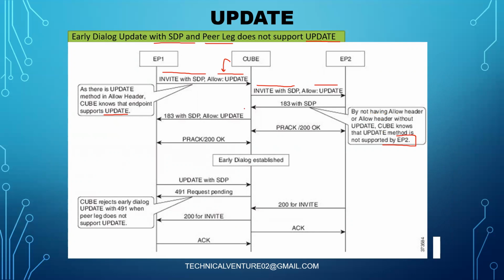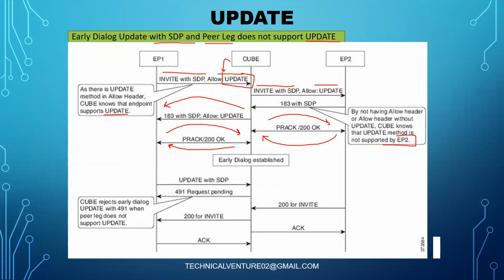Then this 183 with SDP will go to EP1, and for this 183 message, that is a 1xx message, there is a PRACK and then 200 OK. So PRACK would be there from CUBE to EP2, then 200 OK from EP2 to CUBE. That's why it shows arrows in both directions. Just the same here, PRACK from EP1 to CUBE, and then 200 OK from CUBE to EP1. There it says early dialog established. Now it says, okay, UPDATE with SDP. It sends an UPDATE with SDP, like this UPDATE was allowed, right?